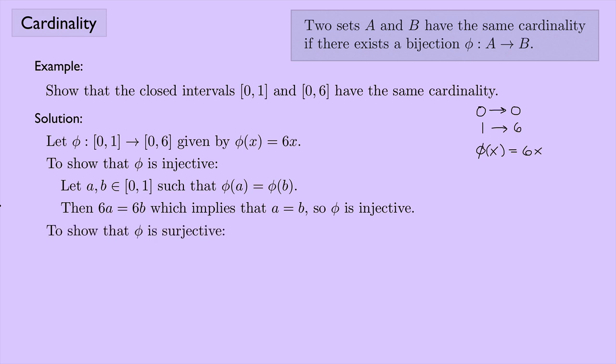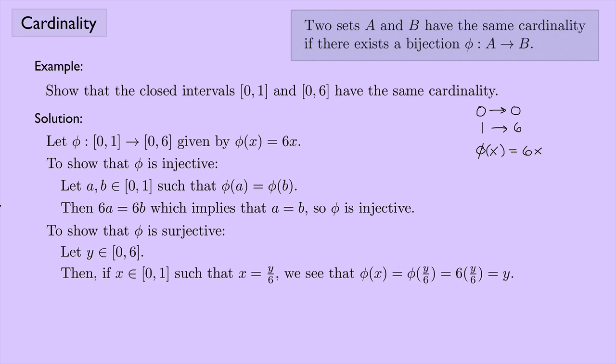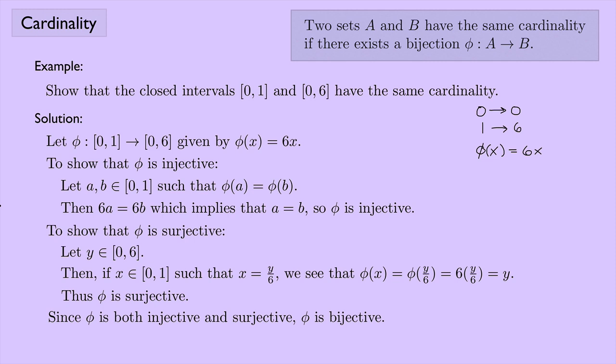To show that phi is surjective, I start by letting y be some element of the closed interval [0, 6], and I have to find some element x that gets mapped to that y. Well, how about if we let x be y over 6? Then phi of x will equal phi of y over 6, which will equal 6 times y over 6, and that's y. So I found an x that got mapped to that y. So phi is surjective. And we know that if phi is both injective and surjective, then phi is bijective. And this means that the closed interval [0, 1] and the closed interval [0, 6] have the same cardinality.